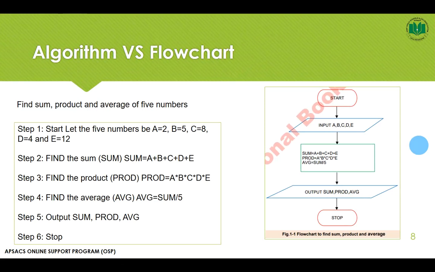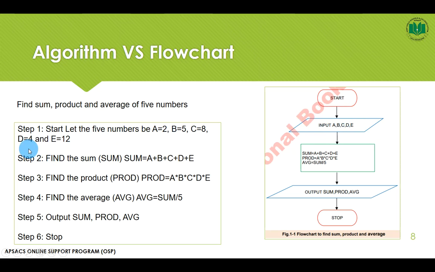Now I will show you at a glance that both of the problems are the same. Find the sum, product and average of 5 numbers. There are 6 steps. We have to start, get the numbers, and the same problem is coded in flowchart form. The first step is start. We have the start in the flowchart too. Then we have to get 5 numbers, A, B, C, D, and the flowchart also has an input process which will get the 5 numbers.